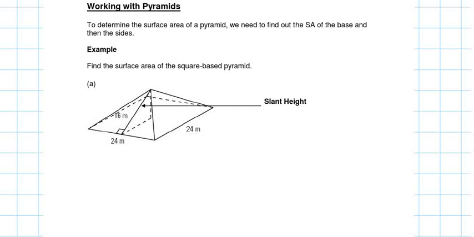Okay? So if I want to find the surface area of this, I need to find the area of a triangle, which is base times height divided by 2, right? I multiply that by 4 because I have 4 of them, right? And I add the area of the square, which is side squared, right? Do we understand that?